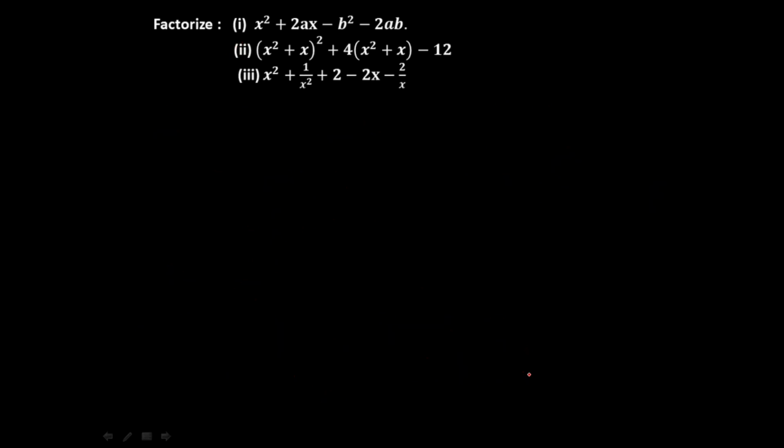Let's pick the part number 3rd. It's a little tricky, so without practice you won't solve such kind of problem. x squared plus 1 over x squared plus 2 minus 2x minus 2 over x. So what is the method to solve this question?